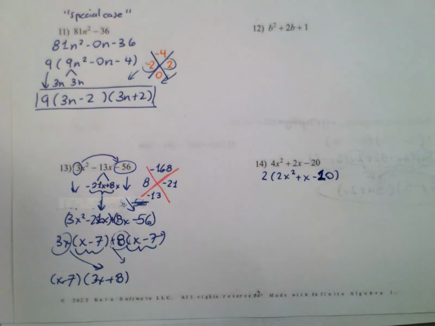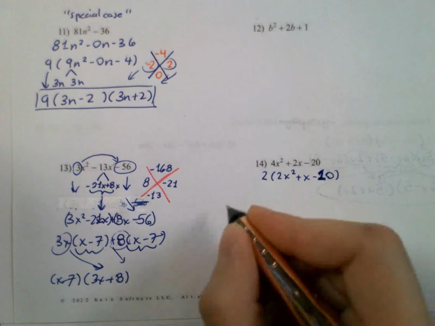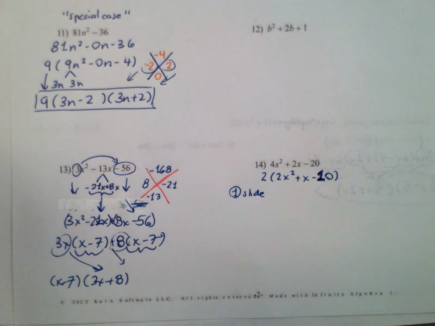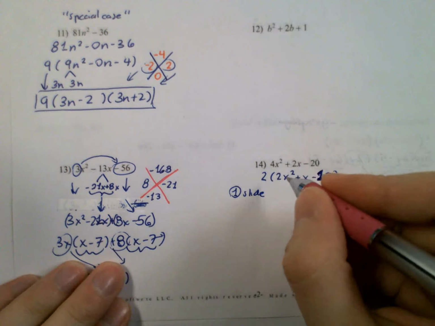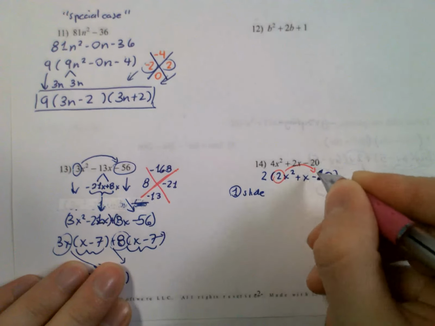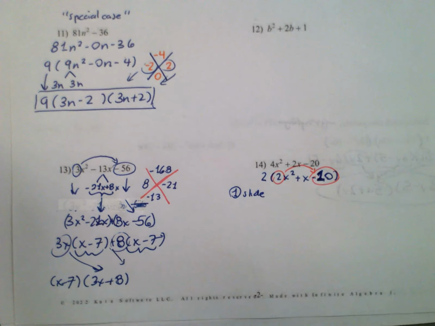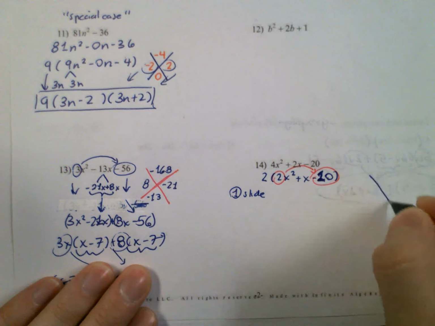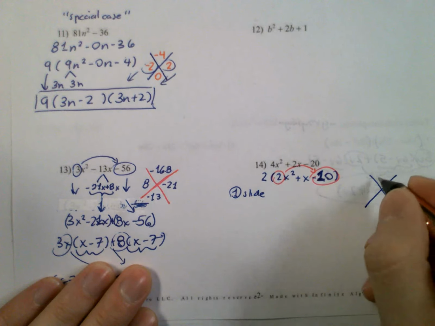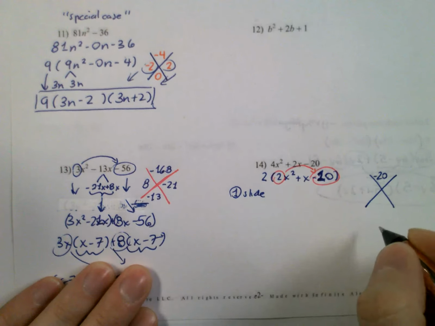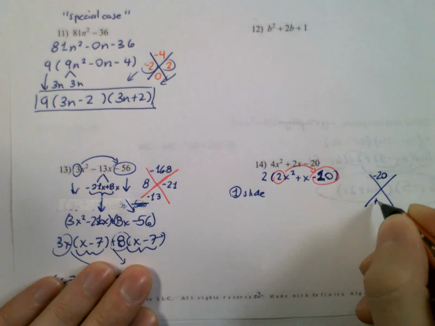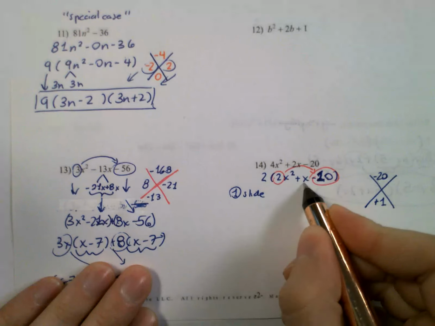All right. Now, how slide and divide works is the following. Step 1. You slide. You take your leading term, like the rainbow method, and multiply it by the last term. Okay? That gives you, over here in our x, negative 20. And we want to know how to get positive 1, meaning the coefficient of x here.